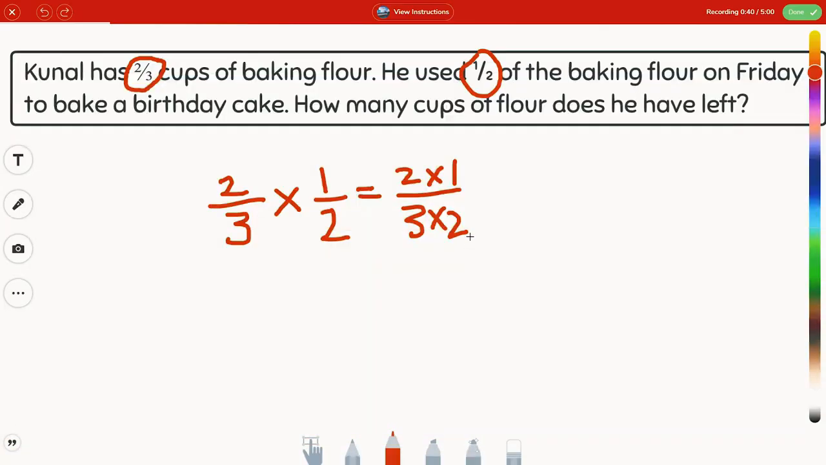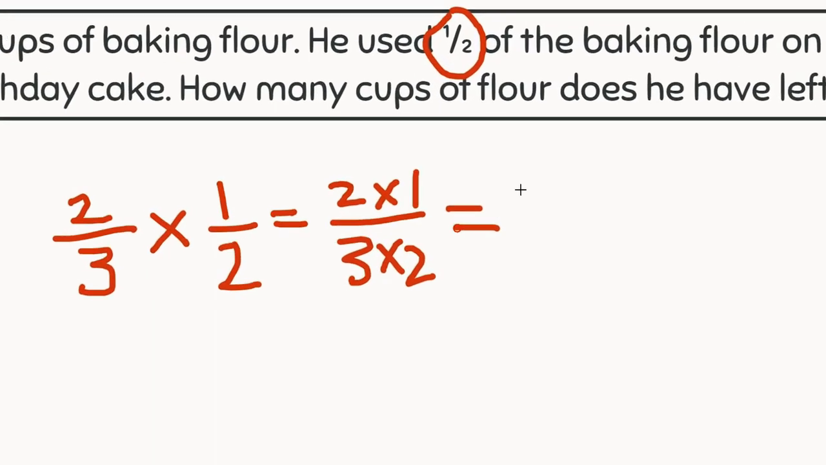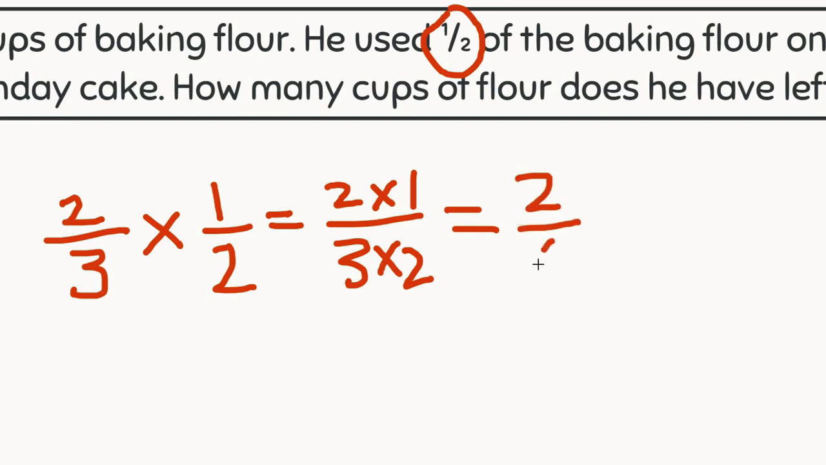So 3 times 2 equals 6. Okay, so my answer is 2 over 6, or 2/6. Oh, I can simplify that. Kunal has 1/3 of his flour left.